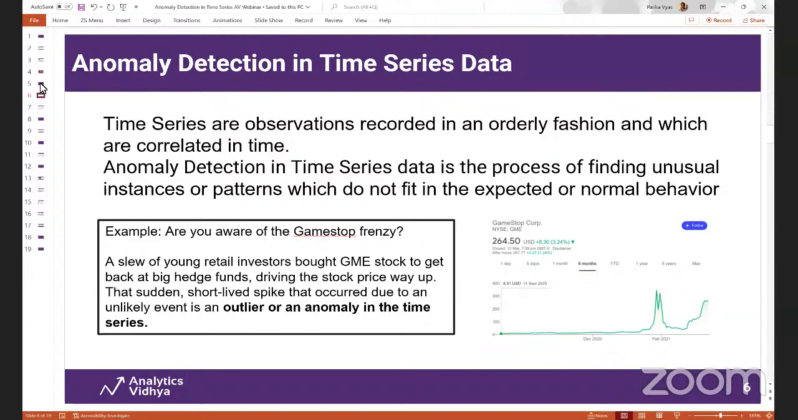So consider a particular day when you had to walk a lot, and suddenly your number of steps just increases for a particular day. That's kind of anomalous from a context perspective, right? From a pattern perspective. So anomaly detection in time series is nothing but an unusual pattern or an unusual instance which is not expected or different from your normal.